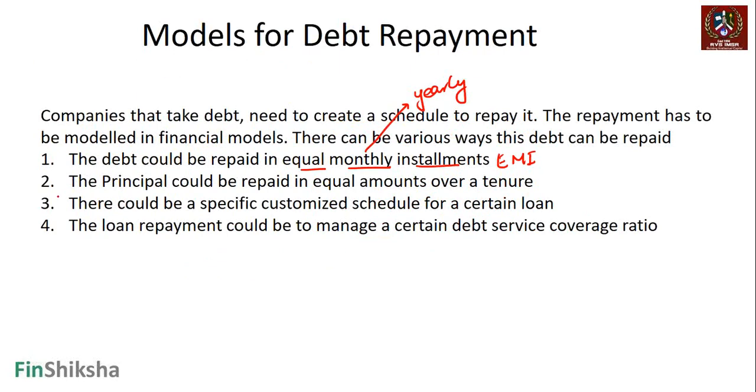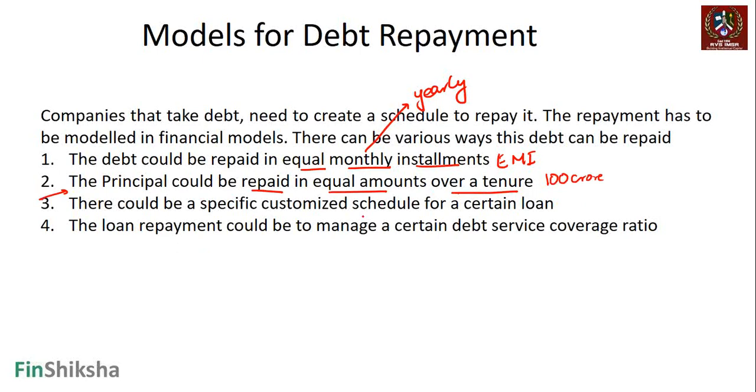The second mechanism could be that the principal is repaid in equal amounts over a tenure. So basically, if you have a 100 crore loan and you have a 5-year tenure, you're going to repay 20 crore each year, right? That's the second one, a standard principal repayment, a straight line kind of repayment of the loan over the tenure of the loan.